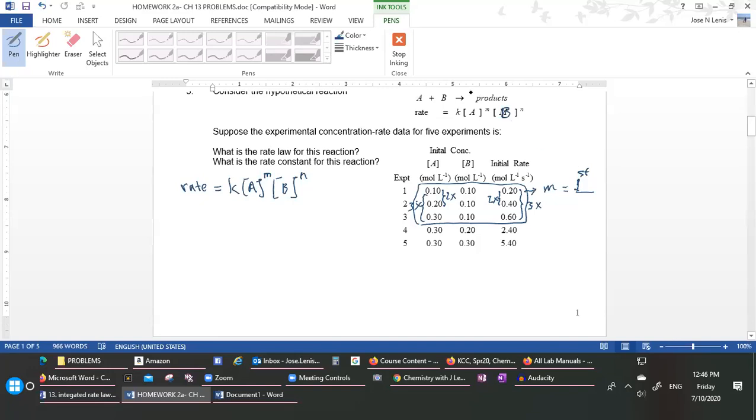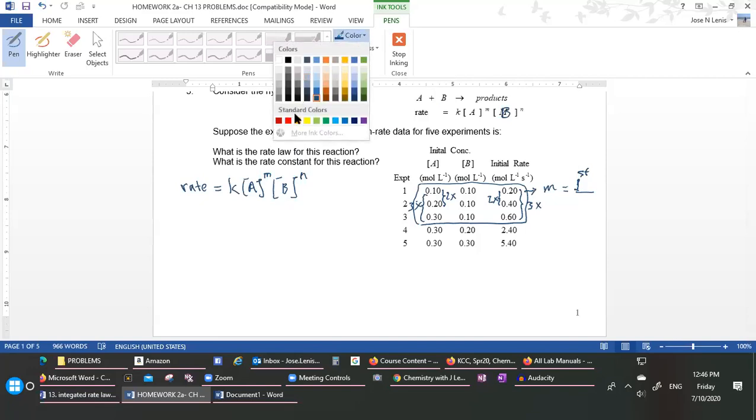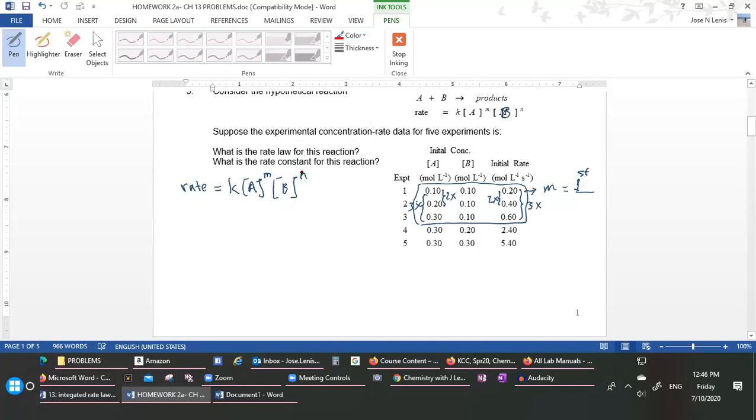All right, we just found M. Let's find N. In order to find N, the order of the reaction with respect to B, we need to keep concentration of A constant and make changes on the concentration of B only. Let me use different colors so we can distinguish which one is which. This is N. We are going to find N. So remember, we are going to keep concentration of A constant.